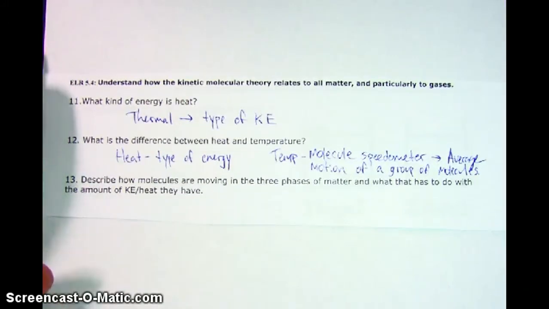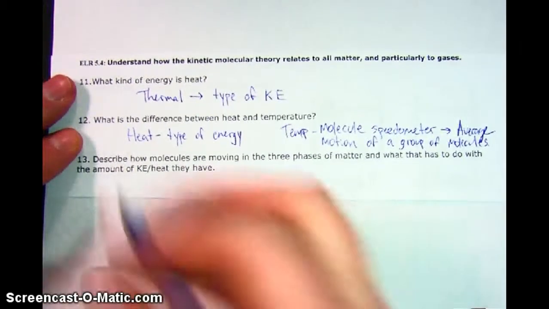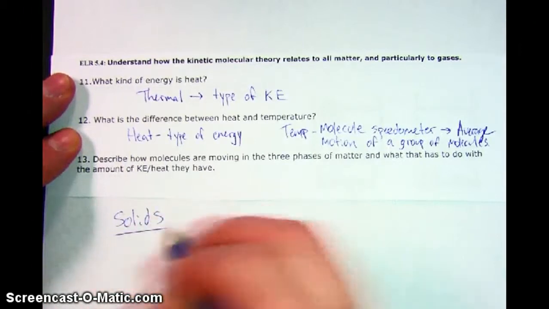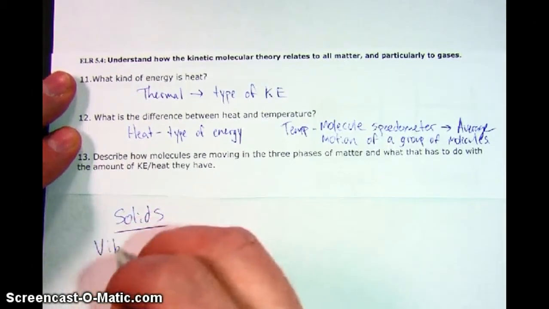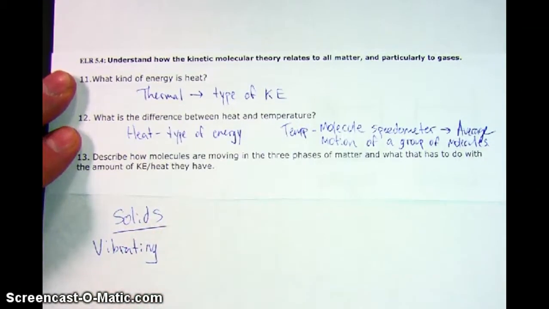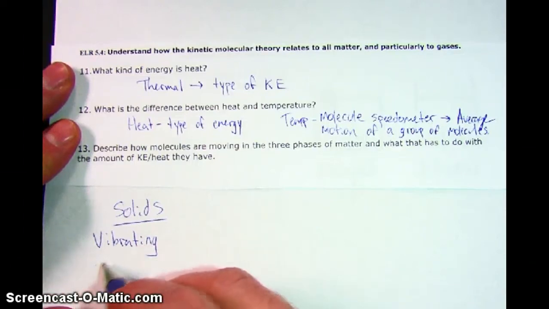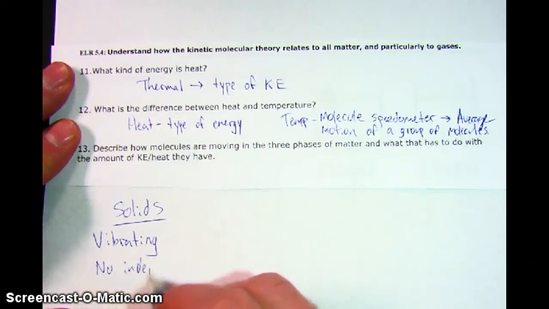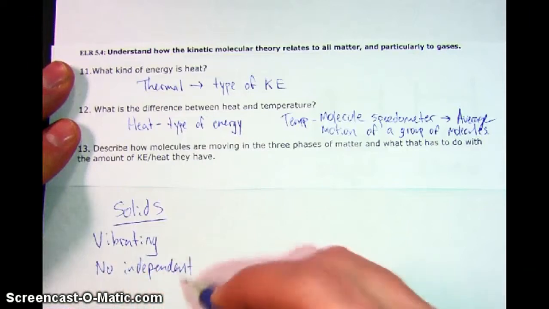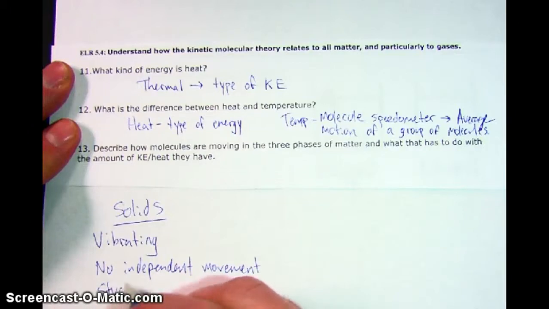Number 13. Describe how molecules are moving in the three phases of matter and what that has to do with the amount of kinetic energy / heat that they have. So I'm going to start with solids. Solids are vibrating. One of the biggest misconceptions is that people think that solids are not moving. They are. They are vibrating in place, but their movement is low. They have no independent movement, I should say. Meaning they can't move around each other because they are stuck together with bonds.